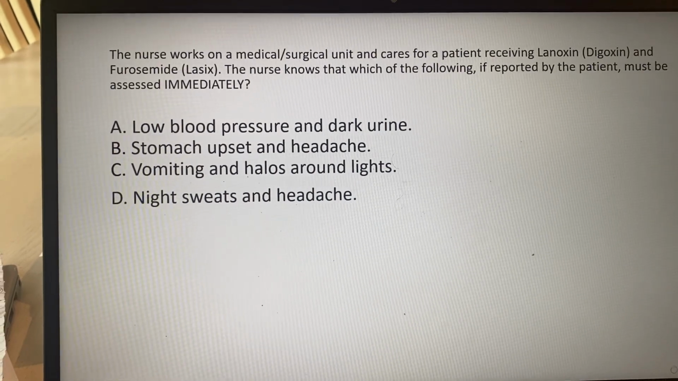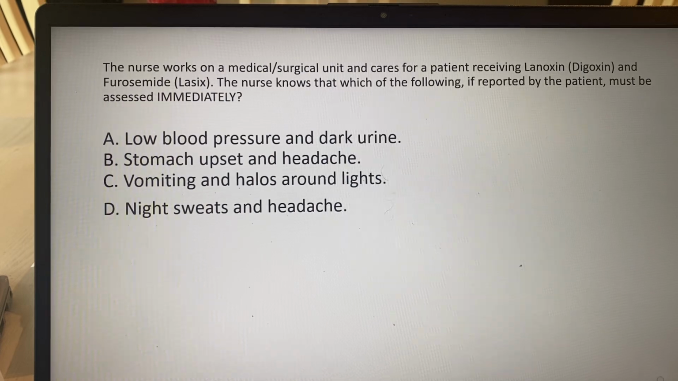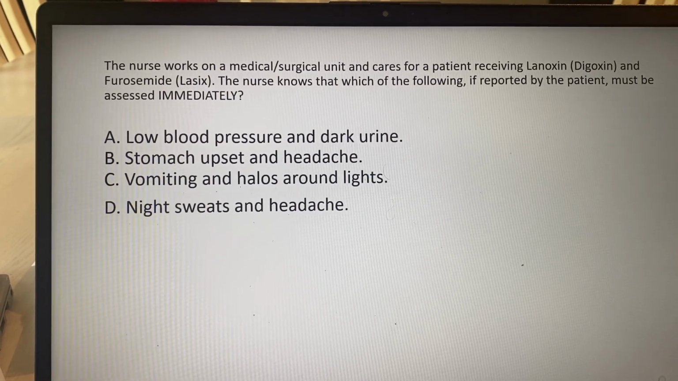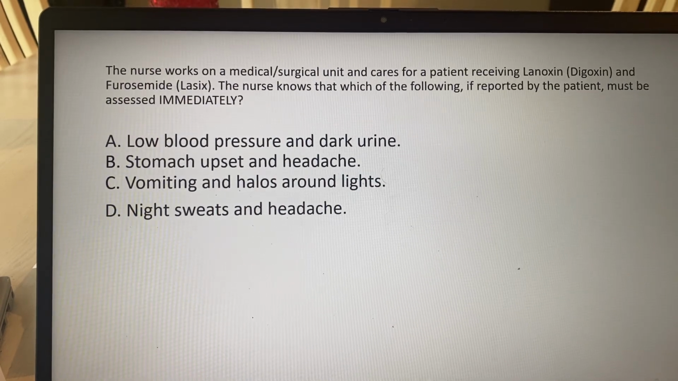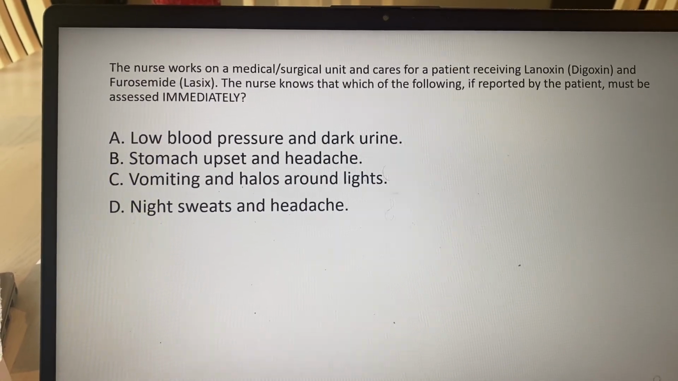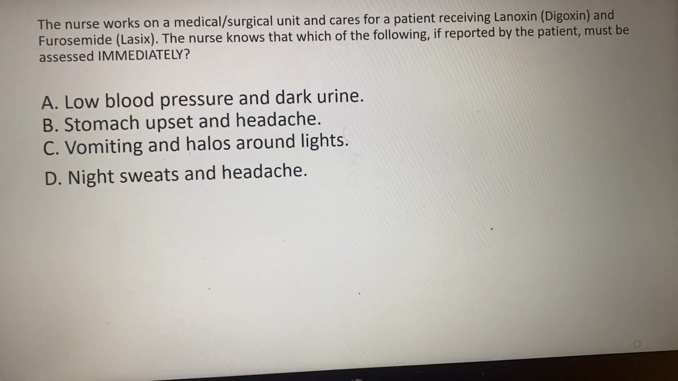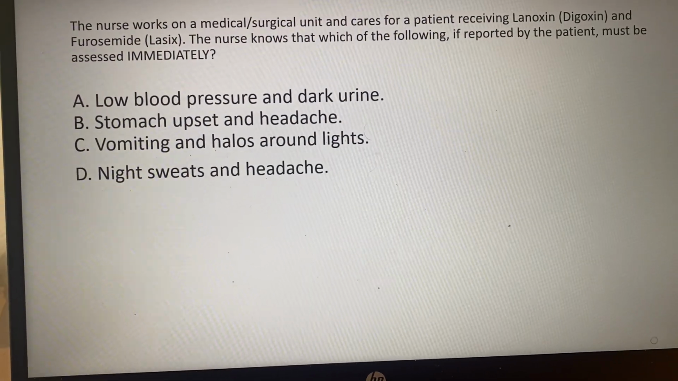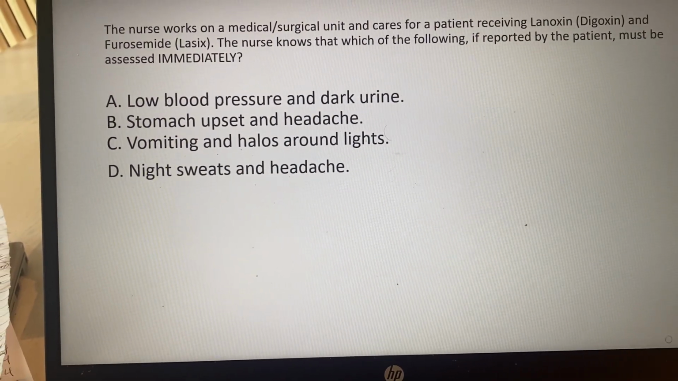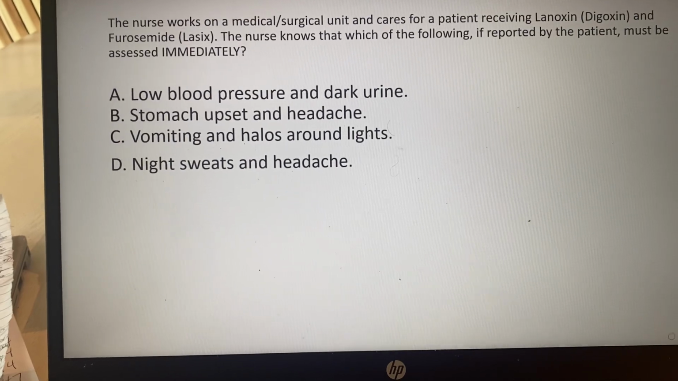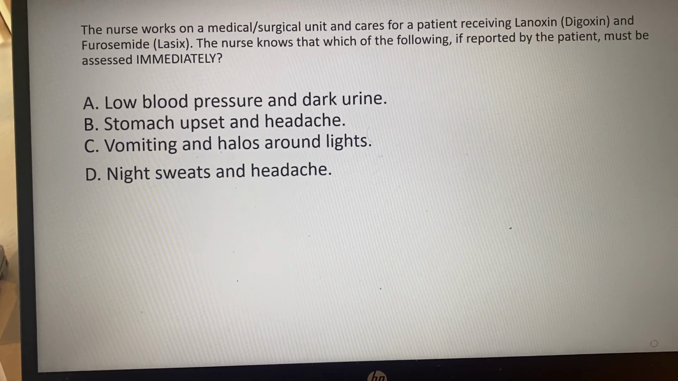All right, so pick out the key words: Lanoxin, Lasix, immediately, assessed immediately. Here we're looking at the relationship between two medications, and they want to know, do you know the symptoms that can happen if they're taking these two meds? So is it A, low blood pressure and dark urine, B, stomach upset and headache, C, vomiting and halos around lights, or D, night sweats and headache? Pause and go ahead and select your answer, write your rationale.